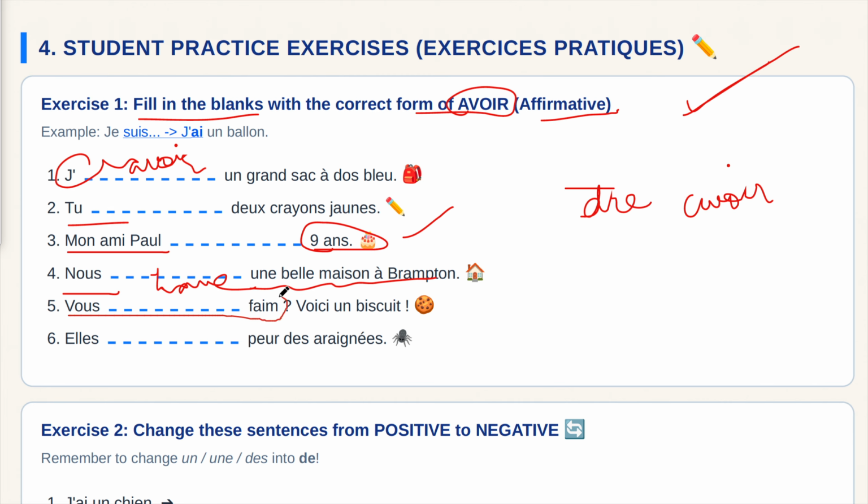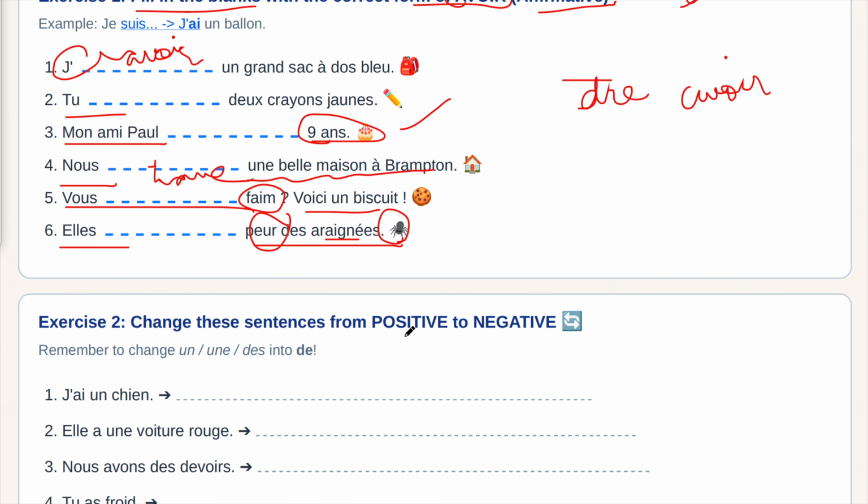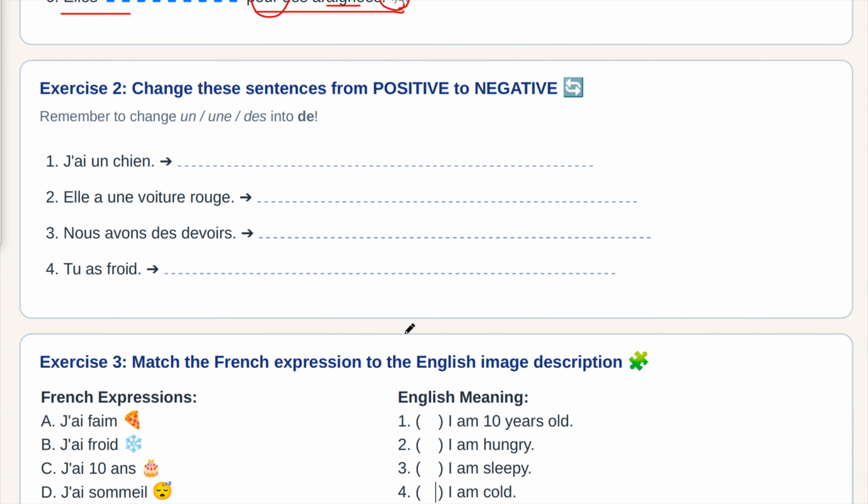Vous faim. Faim means hungry. Voici un biscuit. Here is a biscuit. Elle par. Par means afraid. The araignée. So araignée is nothing but the spiders. Okay. Next, this is the second. This is something you can take the screenshot of. I'll be clearing everything for you at the last.